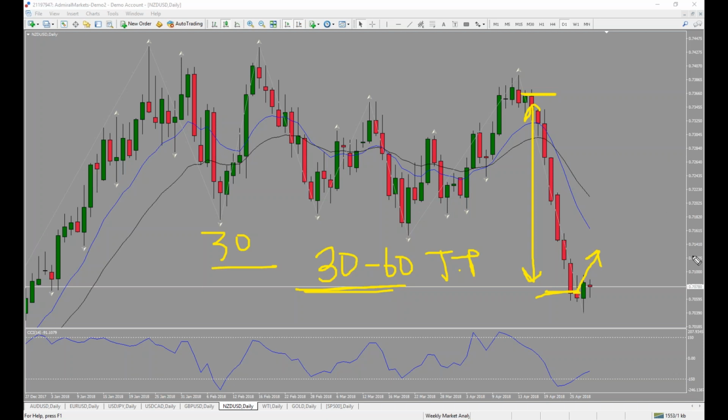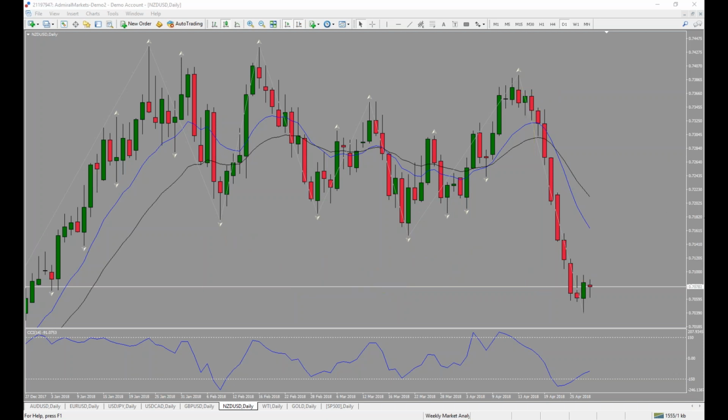I just look at it. All right, so when I looked at this one, let me just measure it out again. That distance to here was about 300 pips. So if it was going to hit my 30 pip target, it had to get to that level. For it to hit my 60 pip target, it had to get to that level.